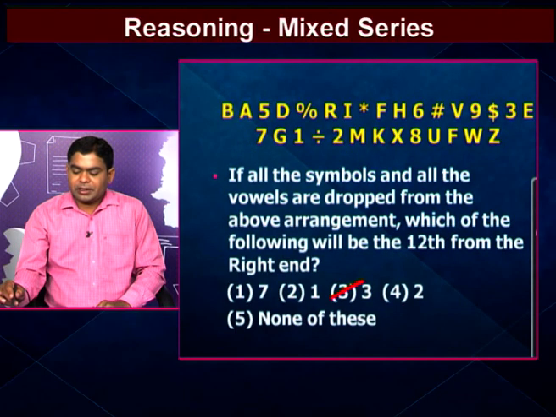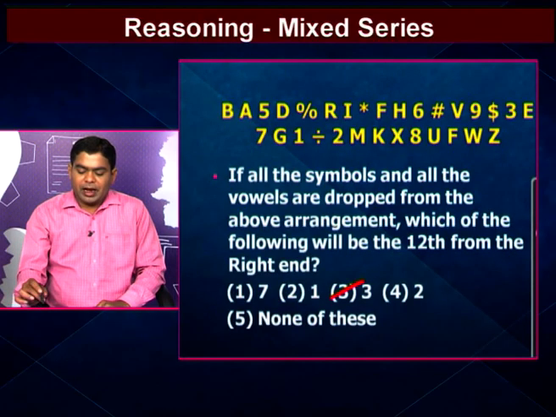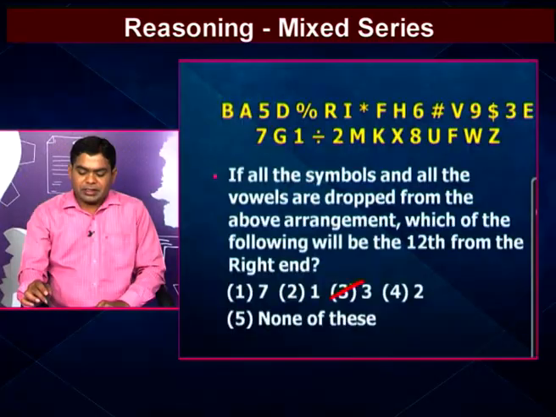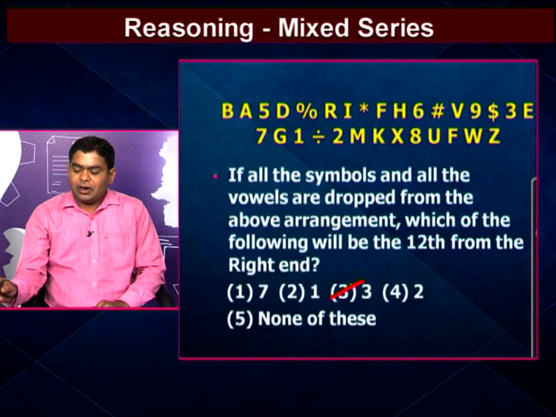That means the third element is F, fourth element is 8, fifth element is X, sixth element is K, seventh element is M, and 8th element is 2. In our question, 12th from the right end, the 8th element is 2. You drop the symbol, and next one is number 9, next one is 10, next one is 11, next one is 12. The 12th element is 3. So here a vowel is there, that's why it is dropped. The answer is third. We go to the next question.